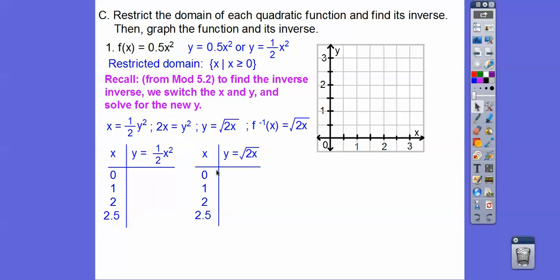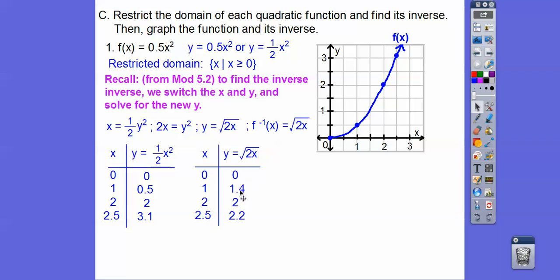And then over here it would be 2 times 0, and then square root, 2 times 1, and square root, 2 times 2, and square root, okay? So there's those guys, and they give me this graph right here. So that would be this one right here, y equals 0.5x squared, or y equals 1/2 x squared. Okay, and then when we plug these x values into this, we get these values right here. Okay, so there's the graph right there.